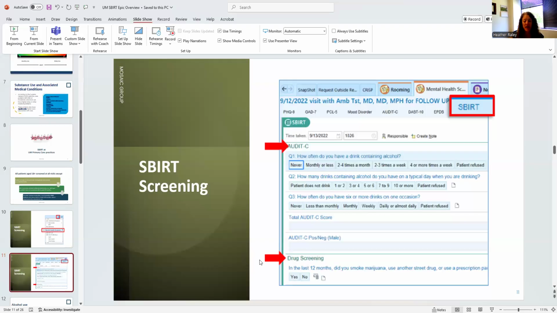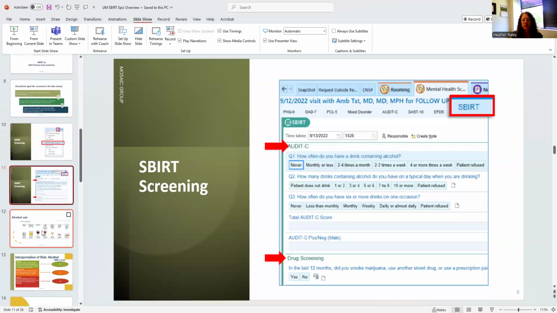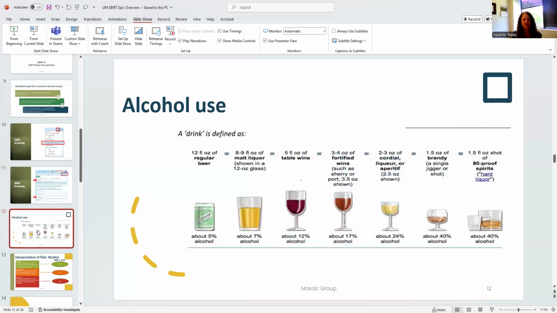So we encourage you to ask the question exactly as worded. And even for marijuana use, if a patient has used anything in the last 12 months, note a yes, and then another question will filter down asking to specify the substance.